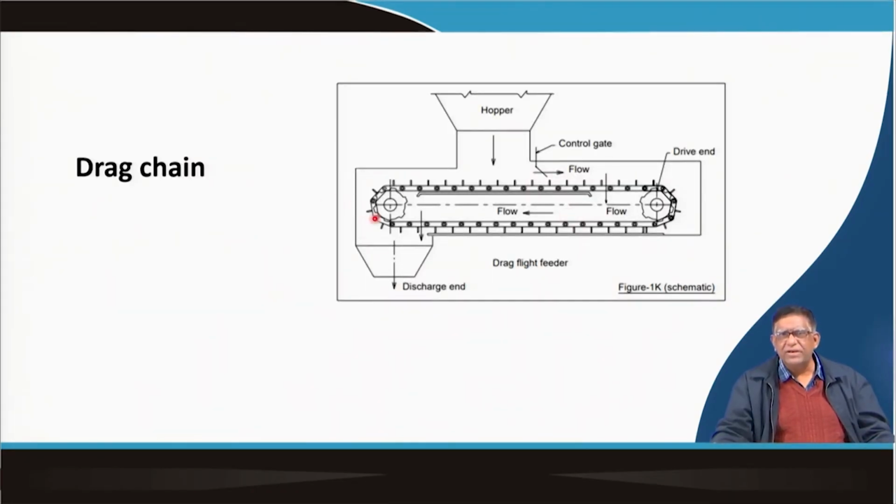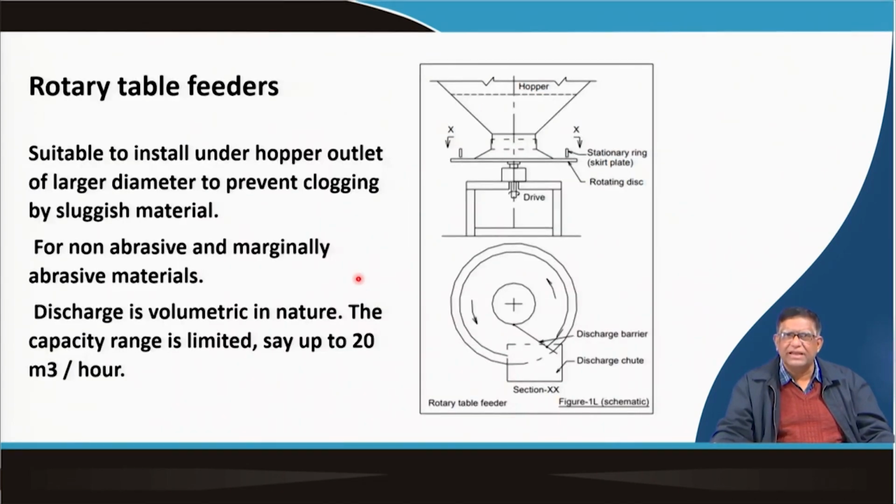Then there is a drag chain. You have seen this in some of the reclaimers, where a chain is going and there are flight bars. These flight bars will be pushing the material from here and it is going. In a scraper reclaimer, you have seen this type of system. The rotary table feeder, you can see from the plan view, this is a table which is rotating and there is a discharge barrier, one barrier plate is there. So, when the hopper material is coming and falling onto this rotating table or rotating disc, because this barrier part is there, the material will be falling over here.